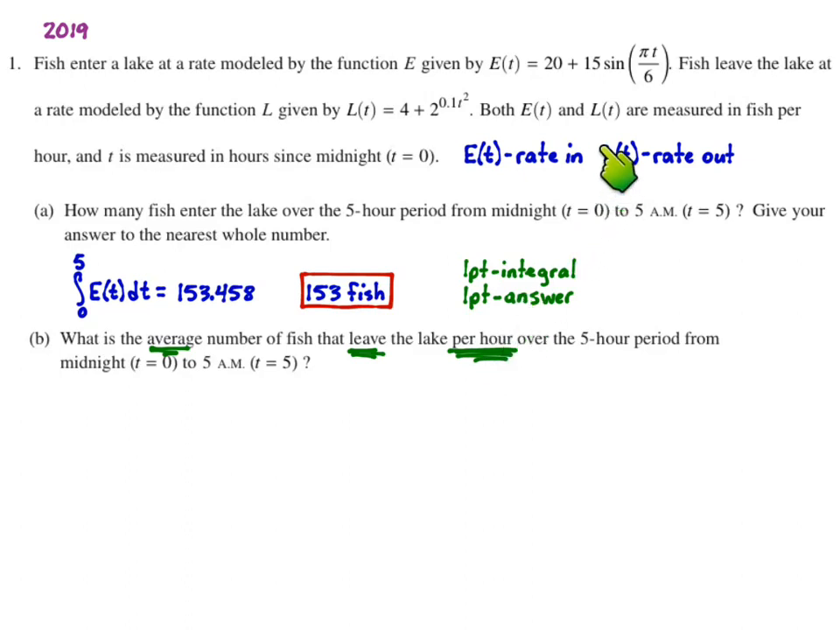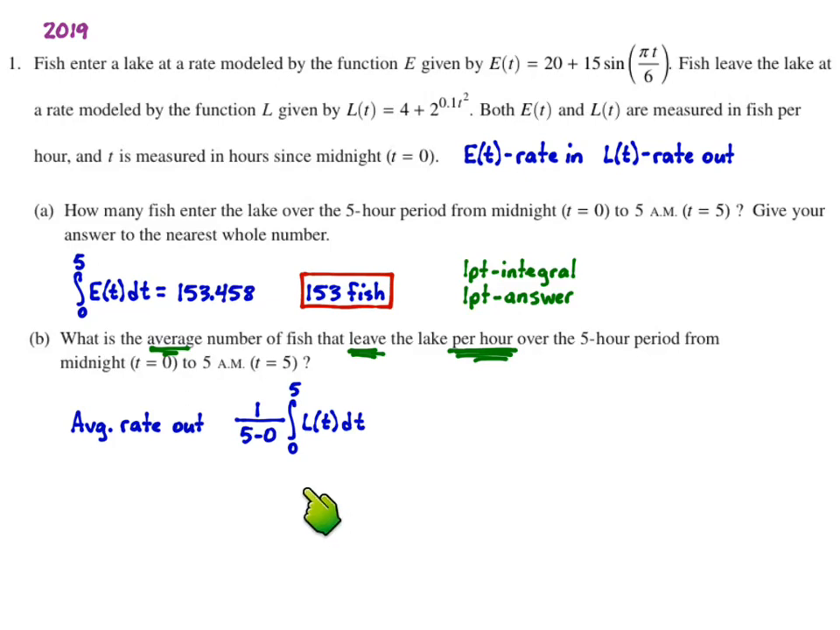I don't want that because I only want fish per hour. If I take the average value of this, well, the average value of this will be the units of L of t, so that would give me fish per hour, so that's what I want. So I'm going to take the average value of L. So we'd say 1 over 5 minus 0 times the integral from 0 to 5 of L of t dt.